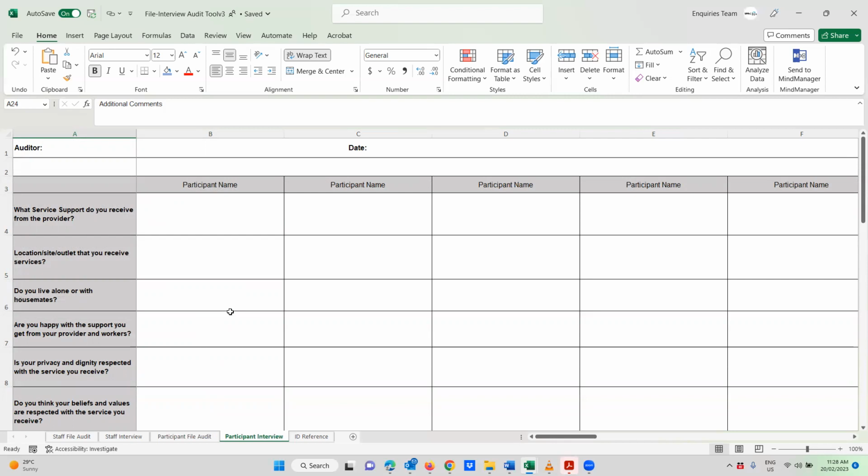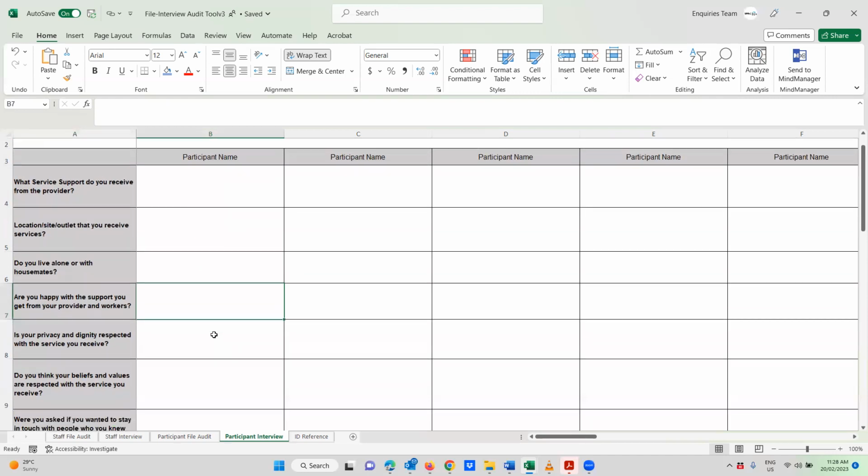So you want to find out if they know what services they get, where they receive them, where do they come, what site, whereabouts, what happens, what do they understand about your service delivery. In shared houses, do they live alone or with housemates? You know, they're happy with the support they get from you.